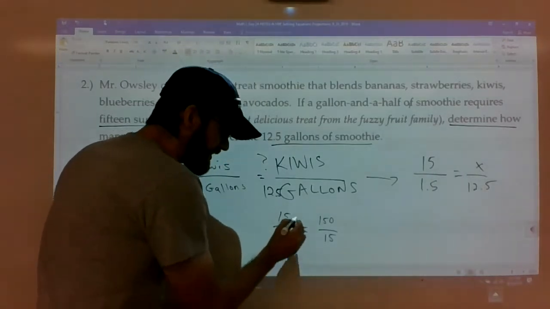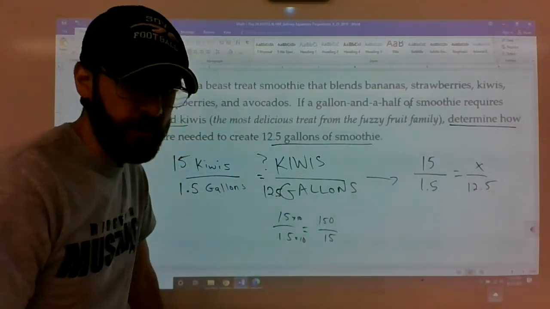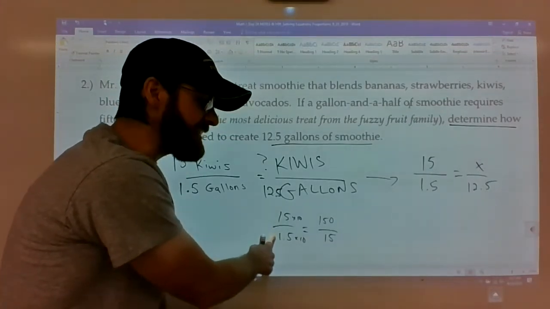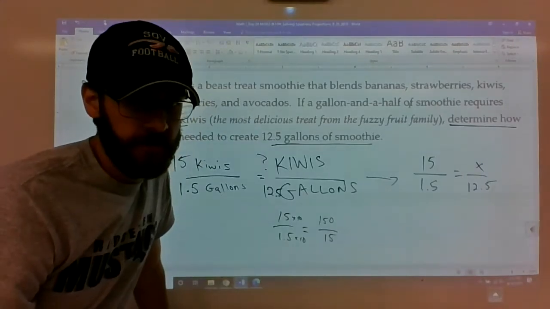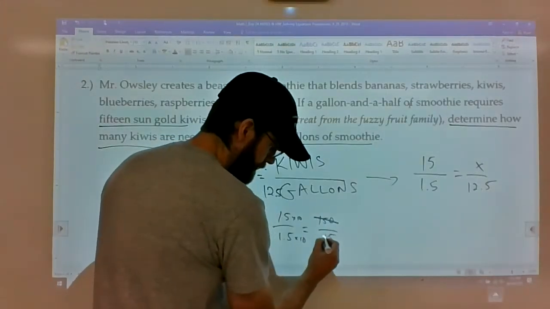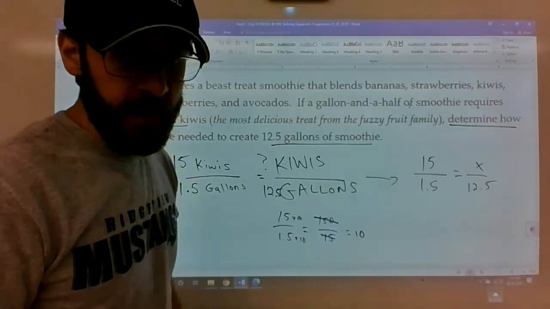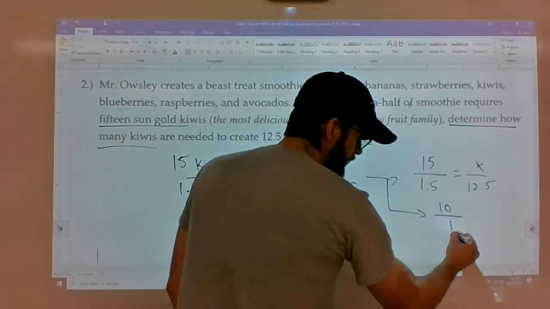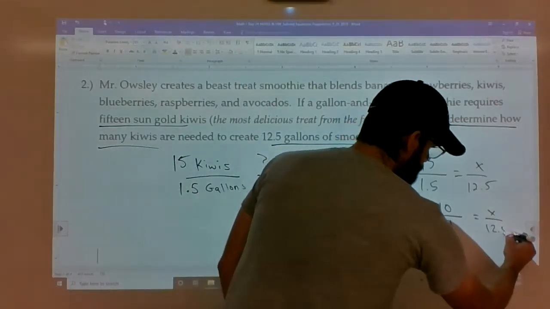Why? Because I can multiply the top and bottom by 10 and create a fraction that still has the same value. Right? 15 kiwis per 1.5 gallons is the same as 150 kiwis per 15 gallons. So what's 150 divided by 15? It's 10. 10 times 15 is 150. So I'm going to rewrite this as 10 kiwis per 1 gallon is the same as x over 12.5.